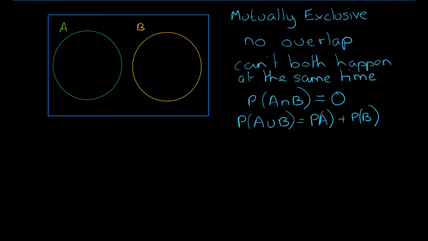An example of something that might be mutually exclusive: if A was odd numbers and B was even numbers, then they can't happen at the same time. It's either an odd number or an even number.